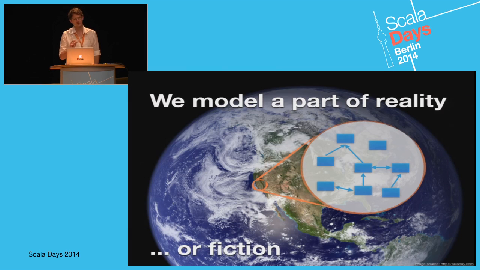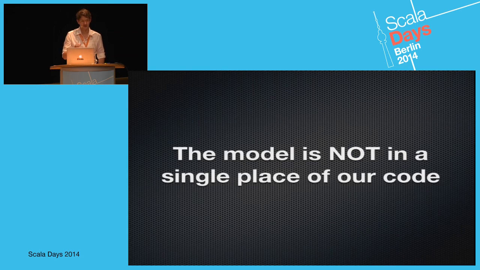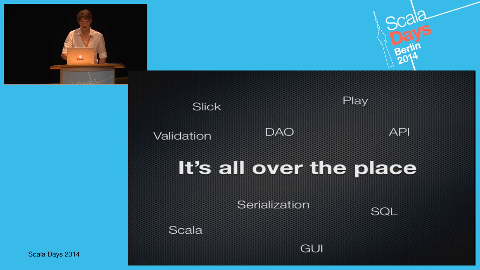We take a little part of the world, a little part of reality or something fictional, and basically put that into our application, right? And it's not just in a single place. Sometimes there's a place in our code, like some folder or some files we call the model, but in fact, it's all over the place. There are loads of places where the model kind of shows up.